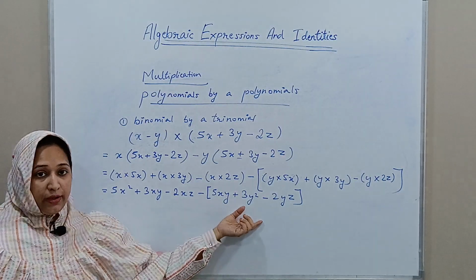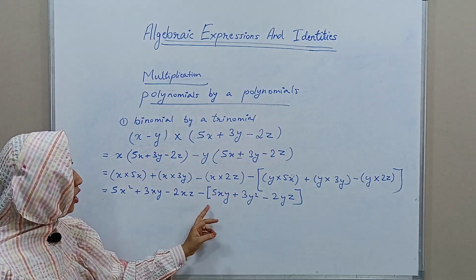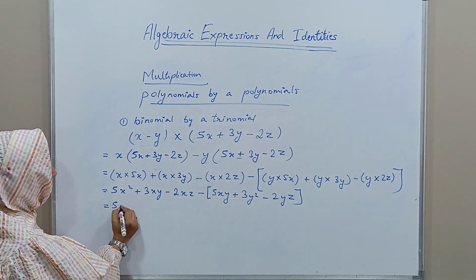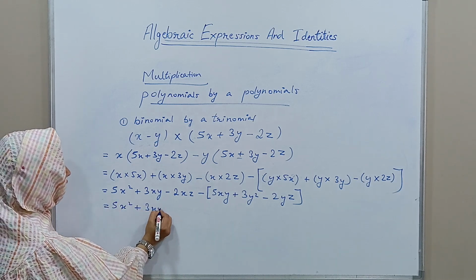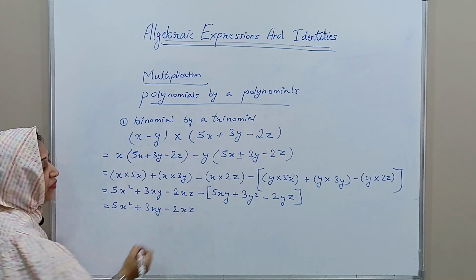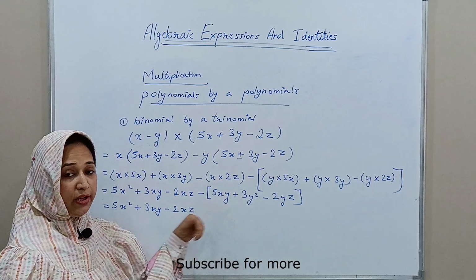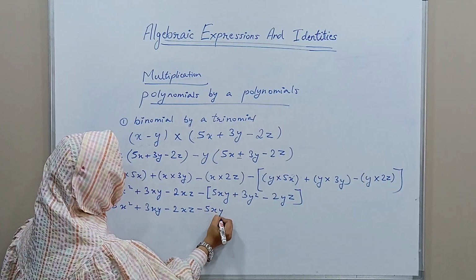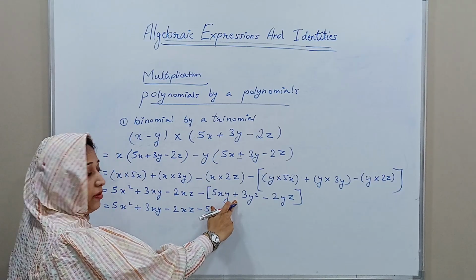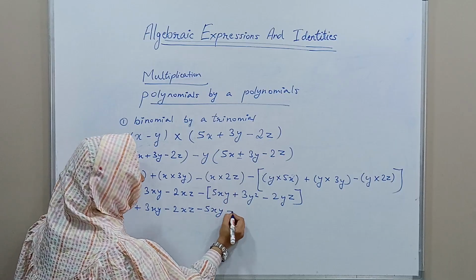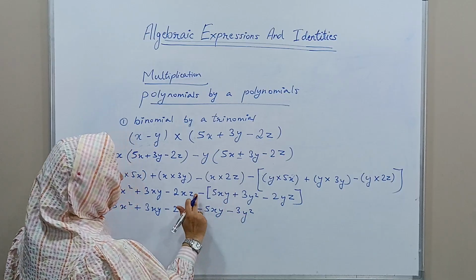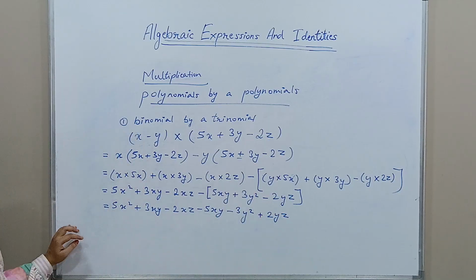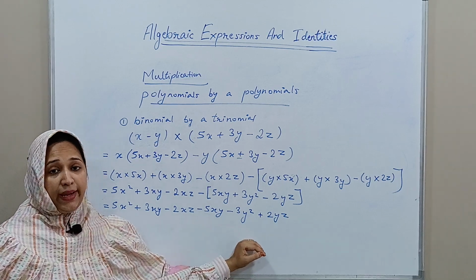Now once you open the bracket and we have a minus sign before the bracket, the sign of all the terms inside the bracket will change. So 5x square plus 3xy minus 2xz. Then here plus 5xy will become minus 5xy. Why? Because minus into plus makes it minus. Then plus 3 will become minus 3. Minus into plus is minus 3y square. And then minus into minus is plus 2yz.